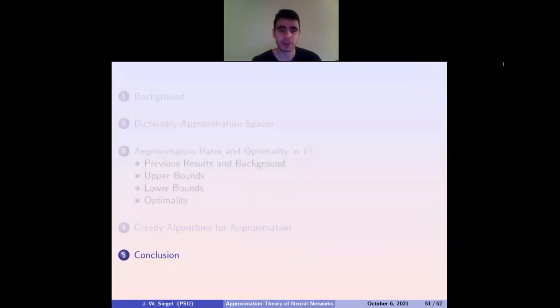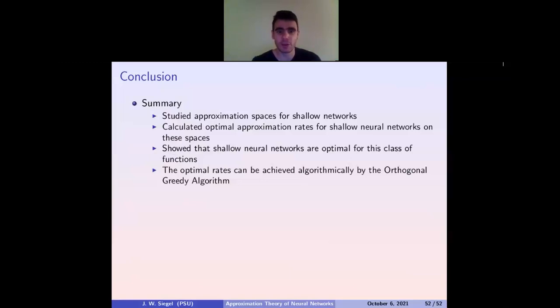So let me now conclude. In summary, we've studied these approximation spaces for neural networks that consist of convex hulls of these sigma of omega x plus b functions. We've determined the optimal rates you can get for shallow neural networks on these spaces, showed that shallow neural networks are optimal for this class of functions in a certain sense, and we've also shown that you can obtain these optimal rates algorithmically using the orthogonal greedy algorithm. That's a summary, and there are a lot of open problems here.